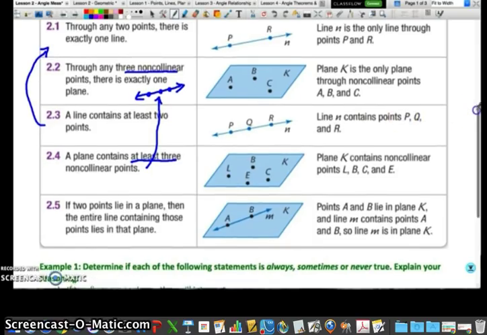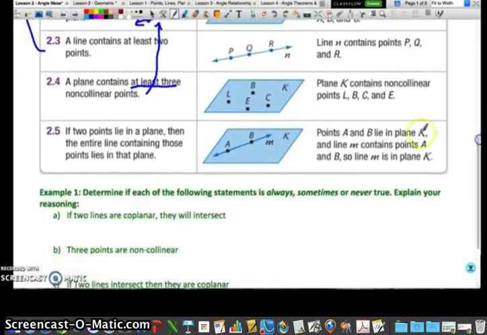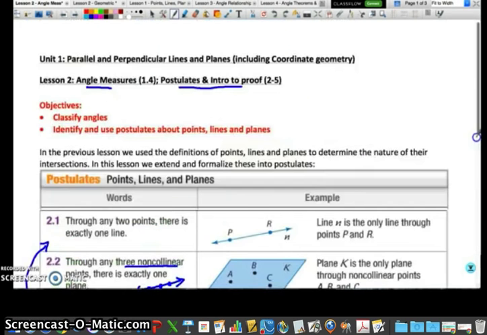Okay, and if we move to the final of the postulates for today, if 2 points lie in a plane, then the entire line containing those points lies in that plane. Of course, that's because planes are 2-dimensional, lines are 1-dimensional, and so if the 2 points are contained within the plane, then all points that lie in that dimensional direction must also be contained within that plane.